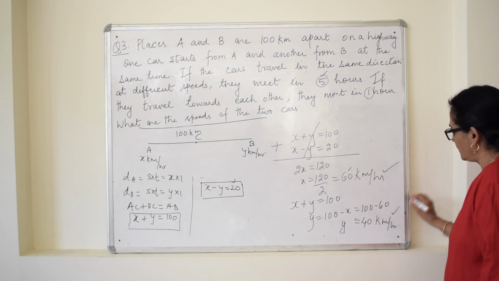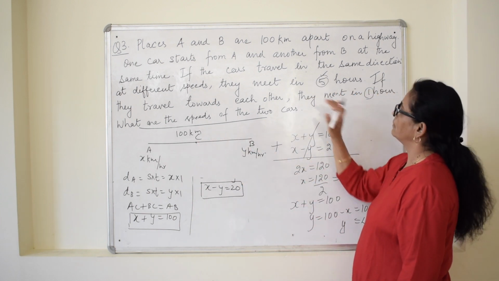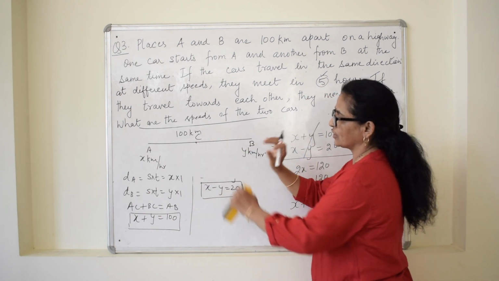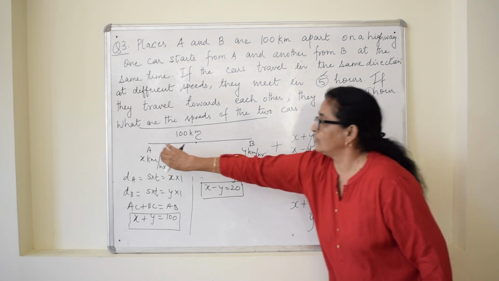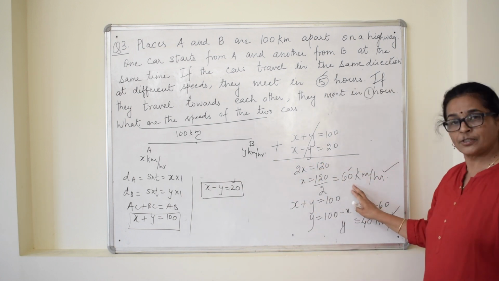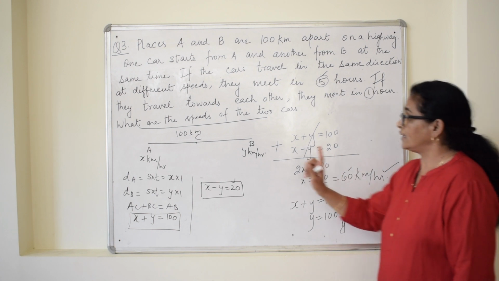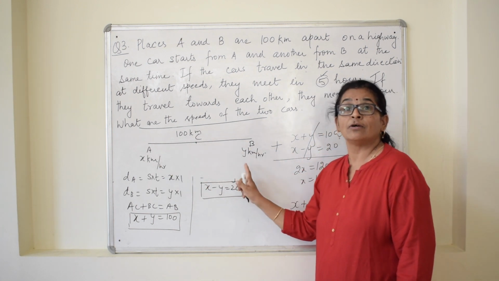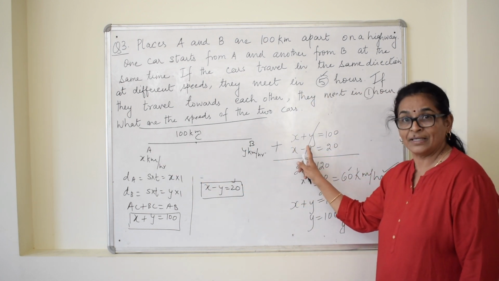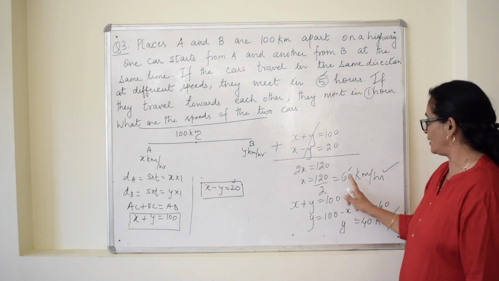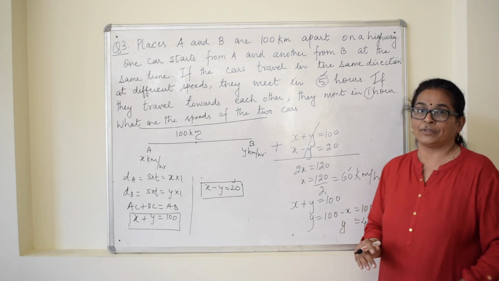So what we have seen is that two cars which started from A and B, in the same direction, meet in 5 hours, and in the opposite direction, meet in 1 hour. Their speeds are: the first car, the one at A, 60 kilometers per hour, and the second one 40 kilometers per hour. One thing you notice is that the speed of car A should be more than the speed of car B. Then only after some time will it catch car B. So the speed of car A is 60 kilometers per hour and the speed of car B is 40 kilometers per hour.